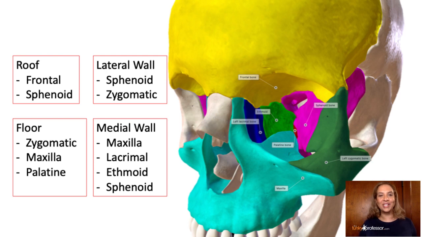And the medial wall is formed by the maxilla, the lacrimal bone, which is in blue, the ethmoid bone, which is in light green, and a little bit of the sphenoid bone. So the sphenoid bone actually gets in three of the regions there.